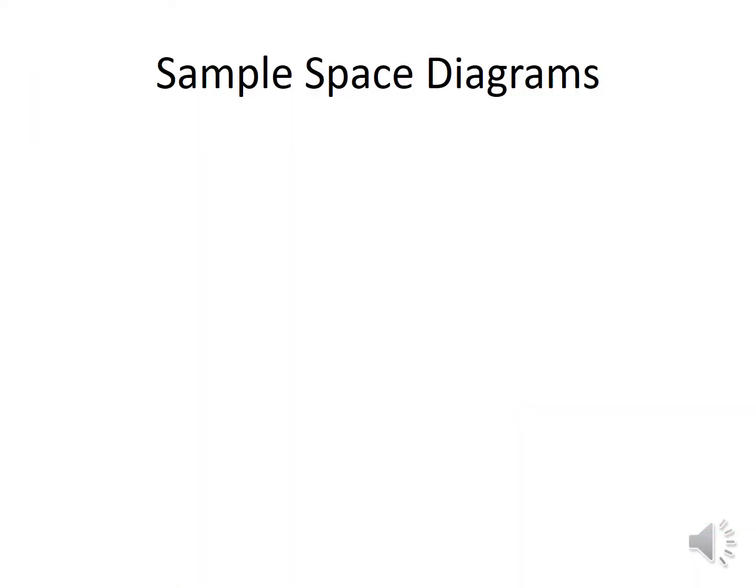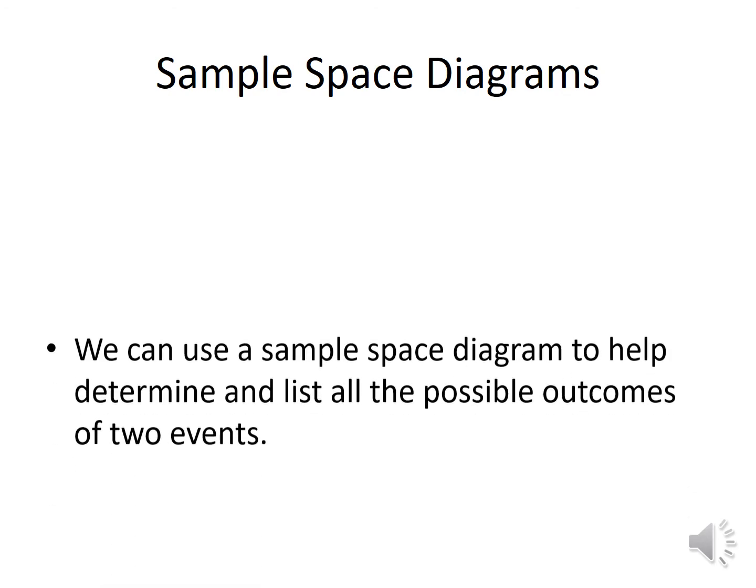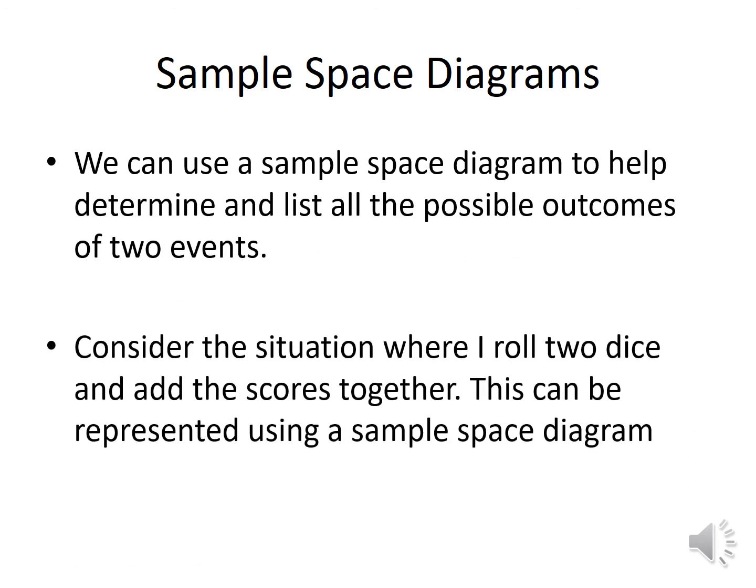Okay, so first of all we need to identify and understand what a sample space diagram is. So what do we use sample space diagrams for? We use them to help determine and calculate probabilities and outcomes of two events. For example, flipping two coins.